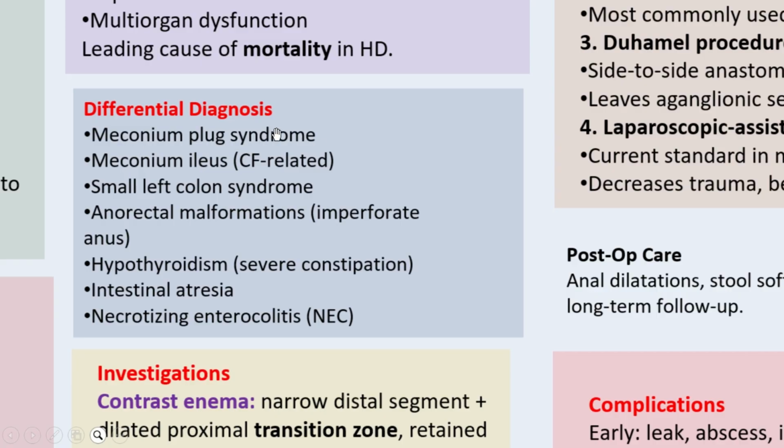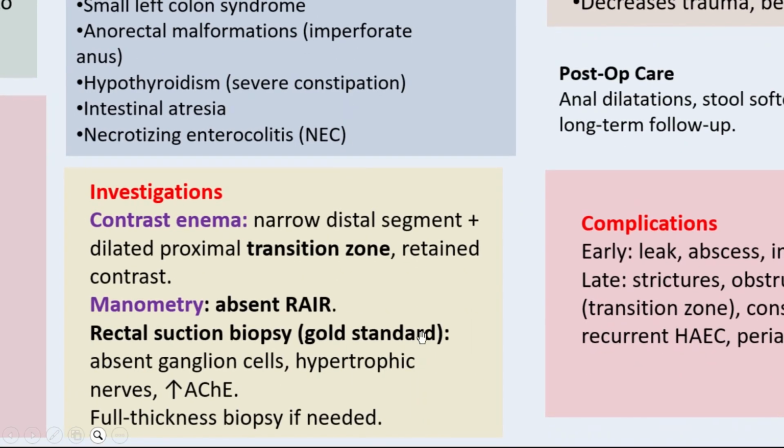Some of the differential diagnoses: we can have meconium plug syndrome, where maybe we have a very thick meconium that has not come out, so we have that failure to pass meconium, and meconium ileus that is related to cystic fibrosis. We can have small left colon syndrome. We can have anorectal malformations like imperforate anus. Hypothyroidism can cause severe constipation, as well as intestinal atresia and necrotizing enterocolitis, depending on the picture.